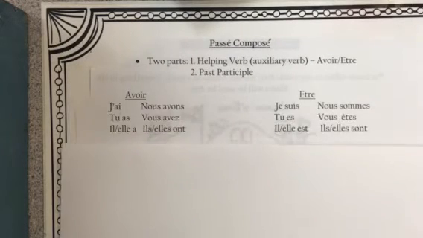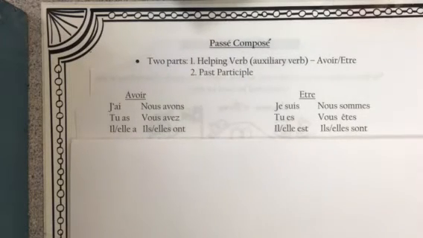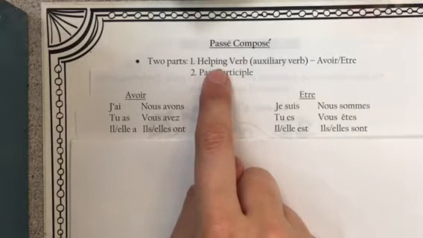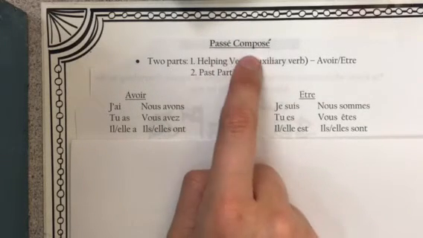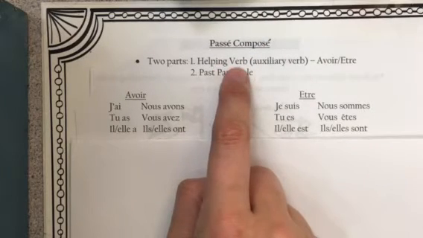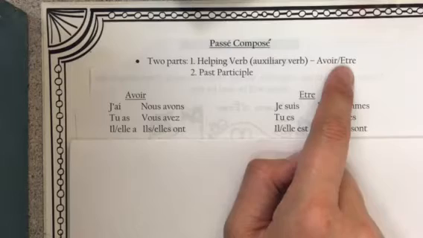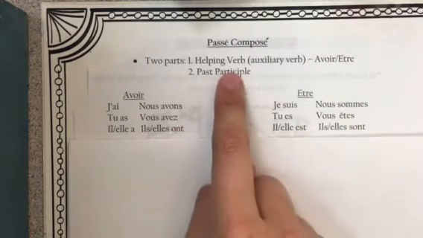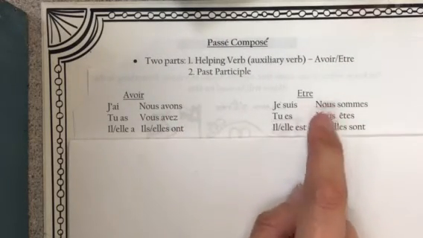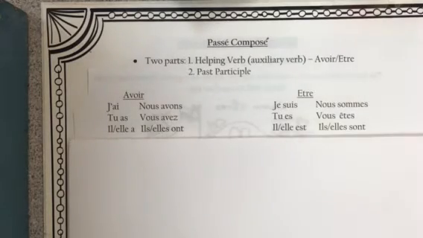Okay. So going down, let's just remind you really quickly how you conjugate avoir and être. So you have j'ai, tu as, il, elle a. Remember, this is only the first part. This is only number one. Passé composé means there's two parts, okay? You have the helping verb, avoir ou être, either one, and then you have the past participle. So this is only the beginning part. This is only giving you the conjugations for the beginning.